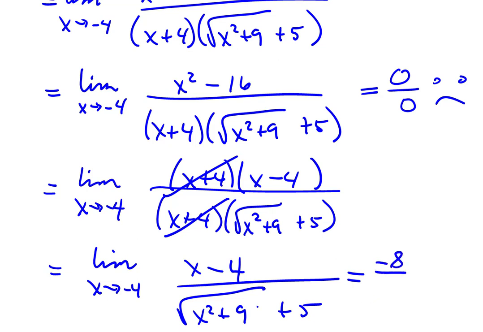In the denominator, if I plugged in negative 4, let's see, 16 plus 9 is 25 in the square root, so 5 plus 5, which would be 10. Of course, you can reduce this. Negative 8/10 is really just negative 4/5. But that is a real number, which is what we were looking for, which means finally we have the limit.